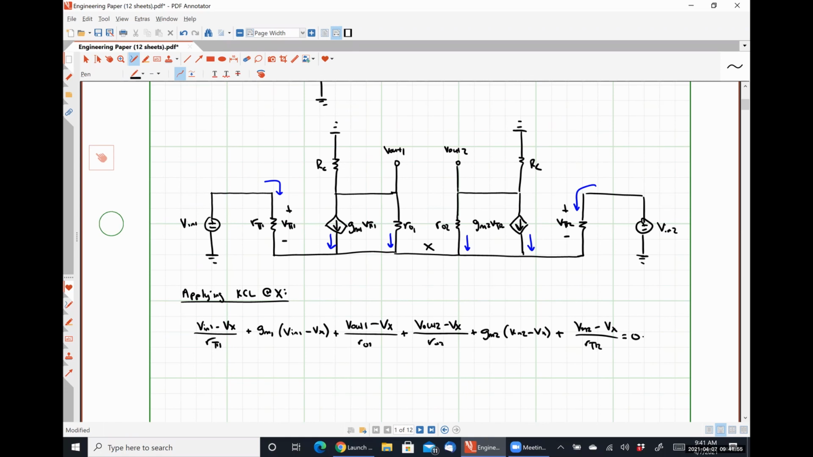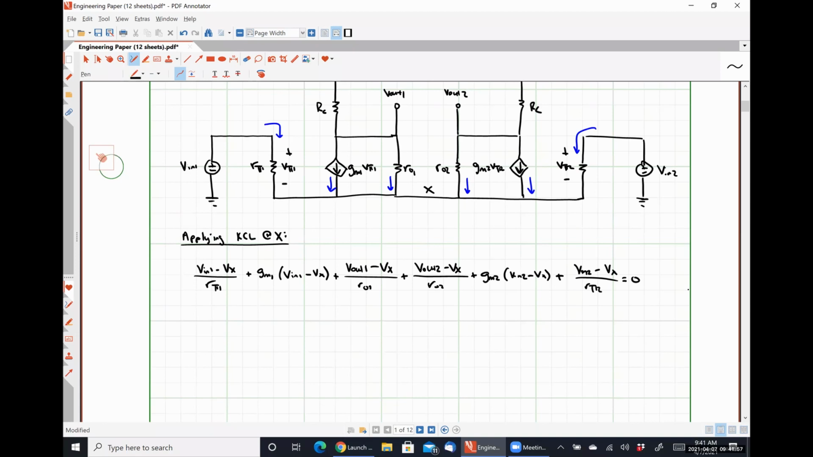Now I'm going to group things up. I can notice I have a Vn1 and a Vn2 over R pi 1. So that's going to be Vn1 plus Vn2 over R pi 1. Let's see. Minus, oh, actually, hold on. I need to do one other thing here real quick before I do this. So apologize for that.